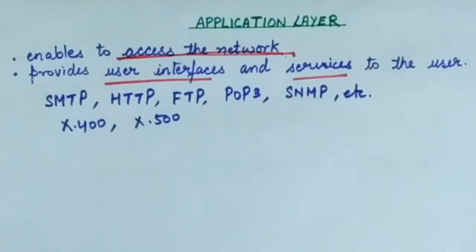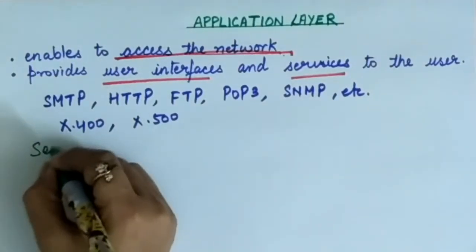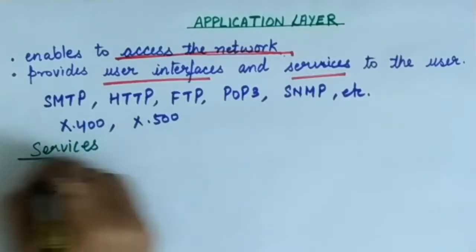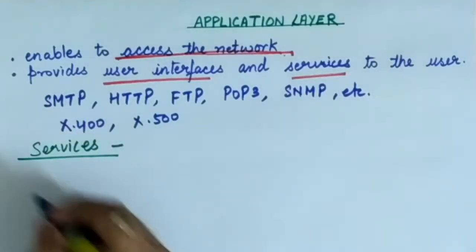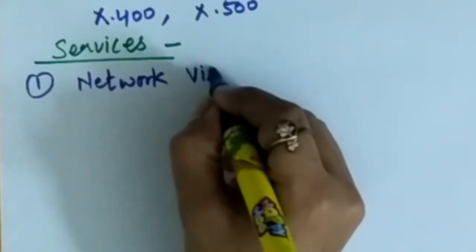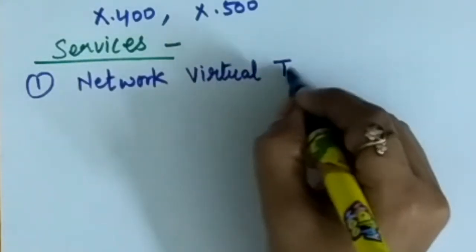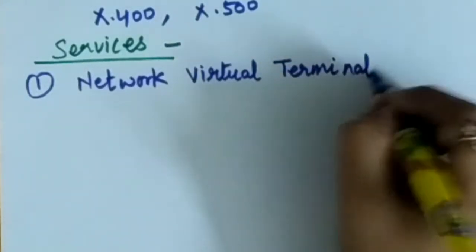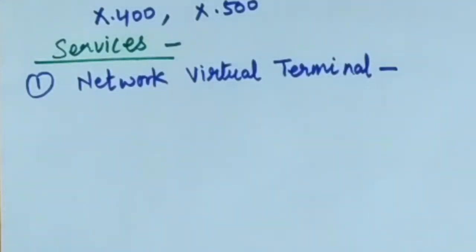The various services provided by the application layer are as follows. First is the network virtual terminal. The first service provided by this layer is the network virtual terminal. This terminal is a software version of a physical terminal. Virtual means anything which does not exist physically.